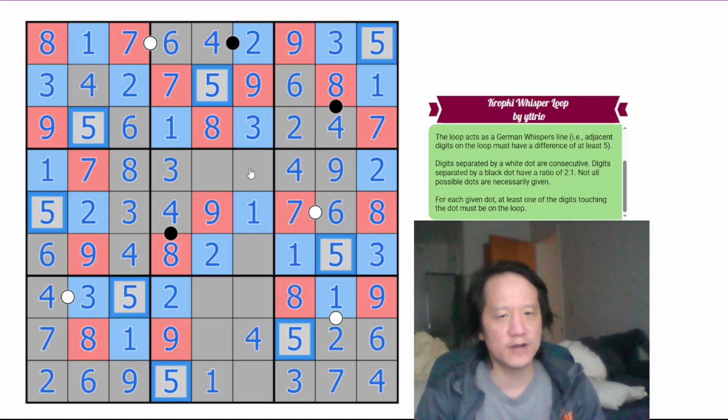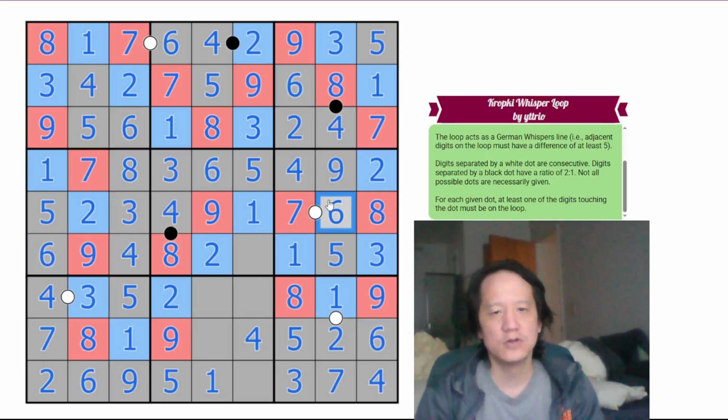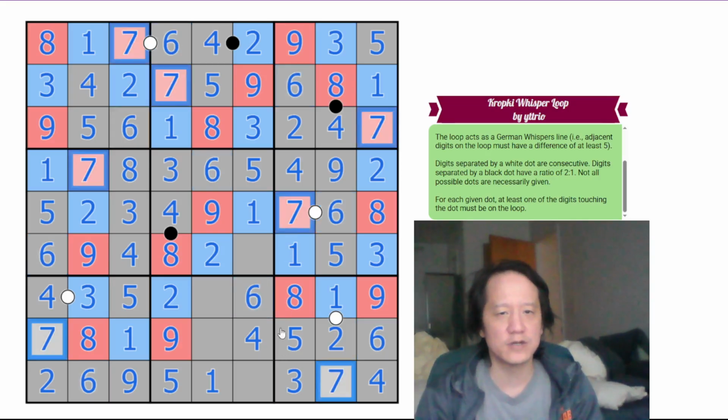We have 8 5s. We know where the last 5 has to be. It has to be there. 6s. Where is the 6 in box 5? It has to be here. That means it gives us 8 6s. We know where the last 6 has to be. It has to be there. 7s. The 7 in box 5 has to be there.